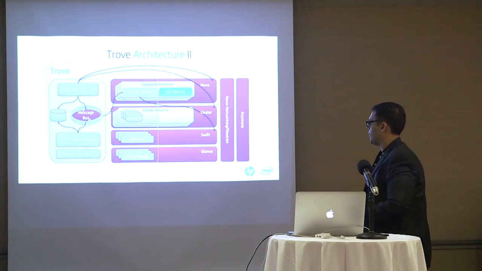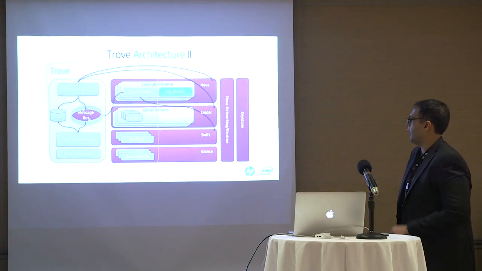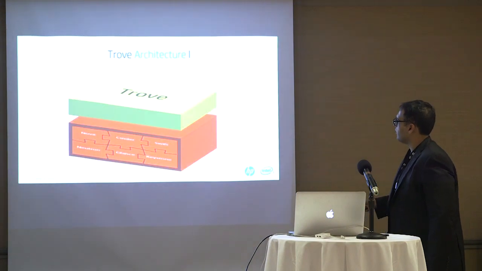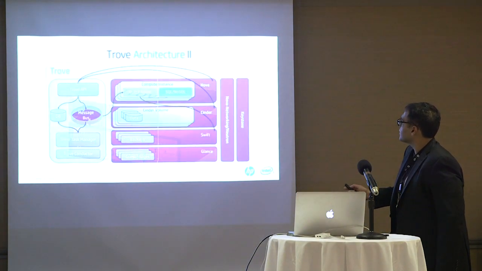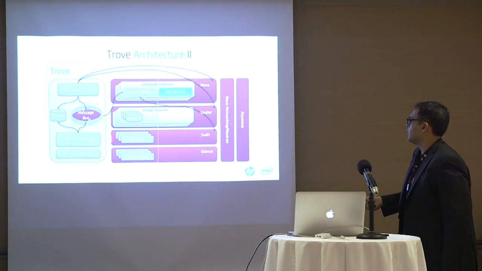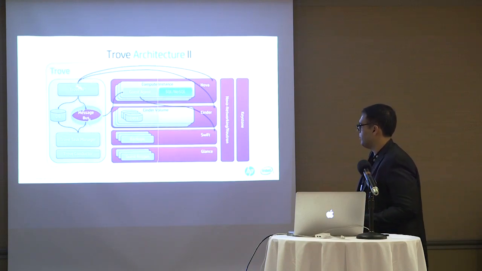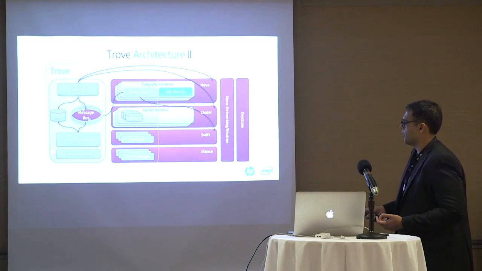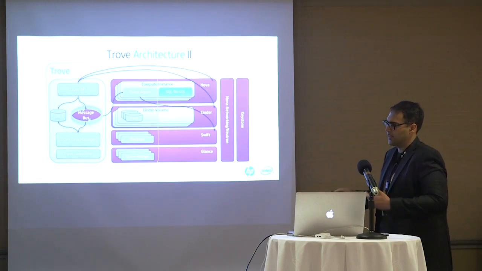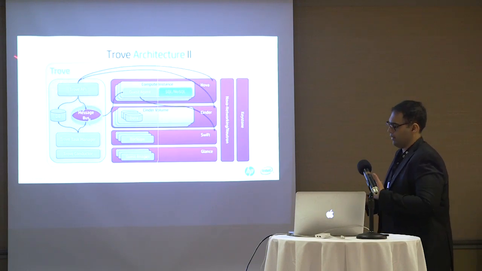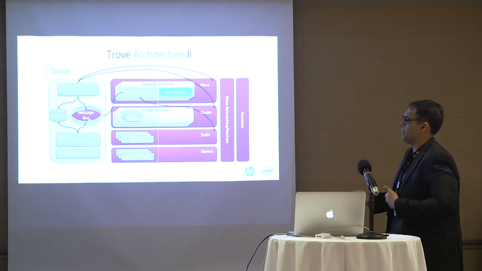There's a lot going on in this diagram, so I'm going to spend a little bit of time on this slide. If you look at Trove itself, it has three main components: the Trove API, the Trove Task Manager, and the Trove Conductor, which are sort of part of its control plane. The Trove API is mostly there to serve API requests.